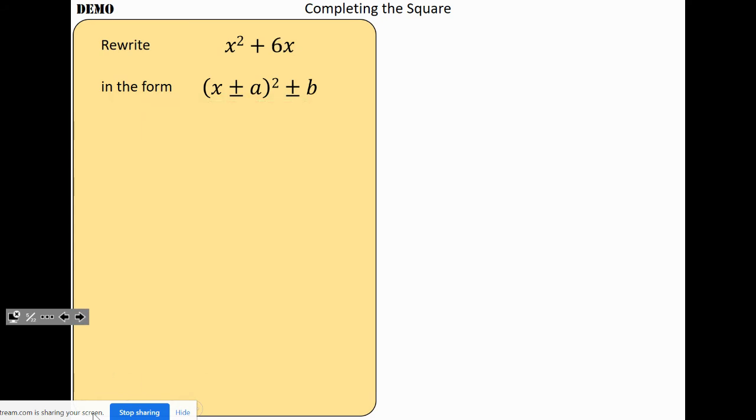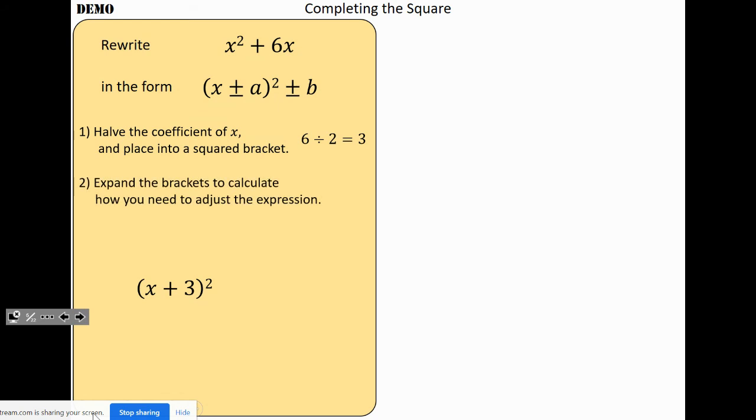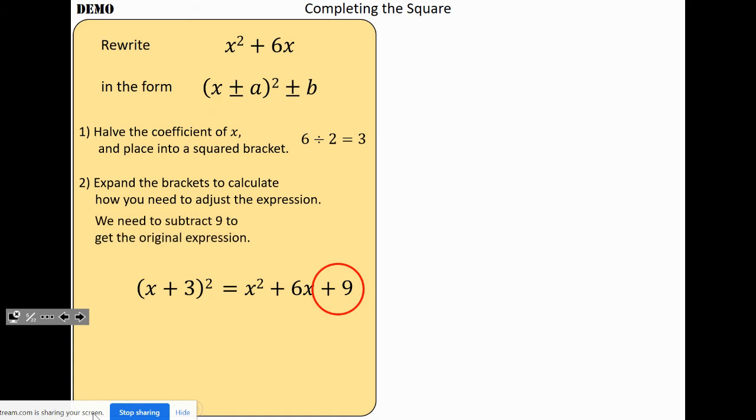Another example then, x squared plus 6x. Again, we can halve the coefficient to get x plus 3 squared. You should be able to then figure out exactly what we need to subtract. And if you've figured that out, well done. We're going to end up subtracting 9, because if we expanded these brackets, we've got plus 9 at the end, which we don't need. So we get x plus 3 all squared take away 9. That is the same as x squared plus 6x.